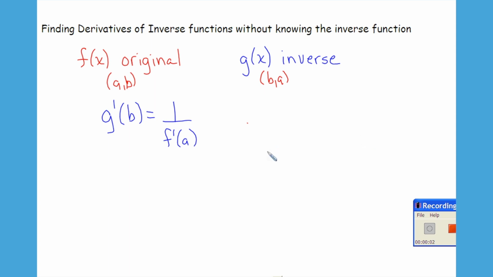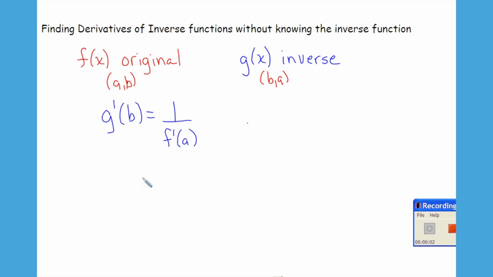So let's make sure we understand what we did last time. In our first video, we talked about if f of x is the original with the point a, b on it, and g of x is the inverse with the point b, a on it, then the derivative of that inverse at b is 1 over the derivative of the original function at a. So they are reciprocals at that point that they switch. That's pretty cool, by the way.